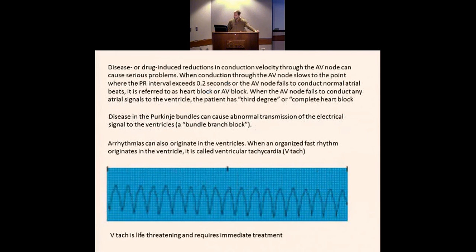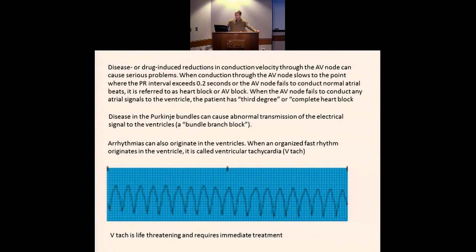We talked about the AV node and how it regulates conduction velocity through there, and that's where you're going to start getting some major blocks. If you have a PR interval that's very long, that's first degree block. We talked about the right bundle branch block or left bundle branch block, and that's just not getting perfusion to some areas of your heart.